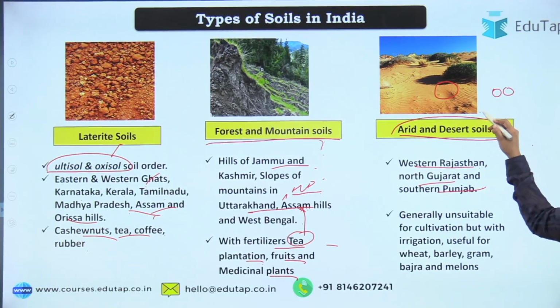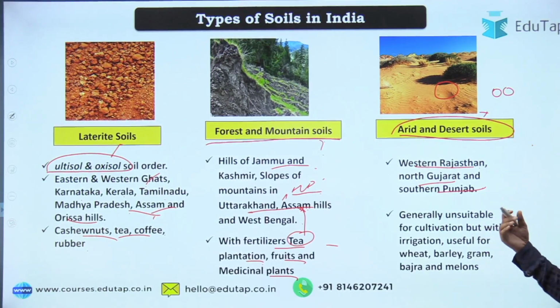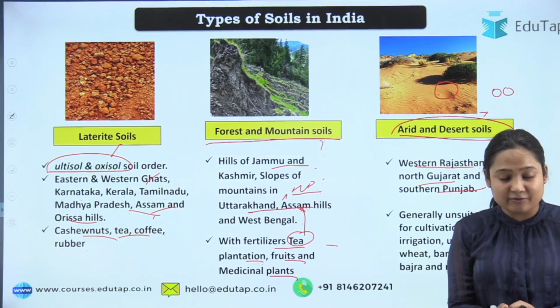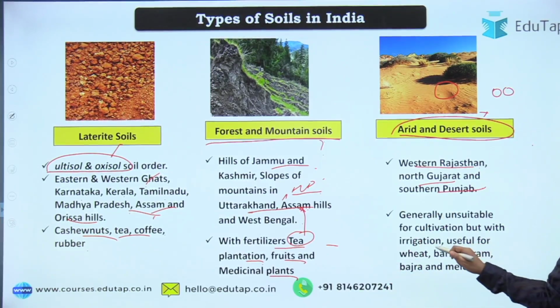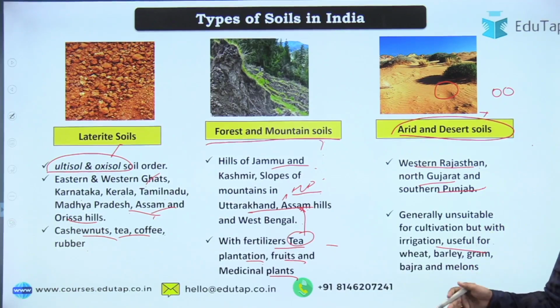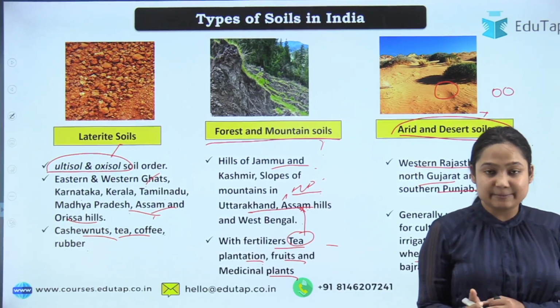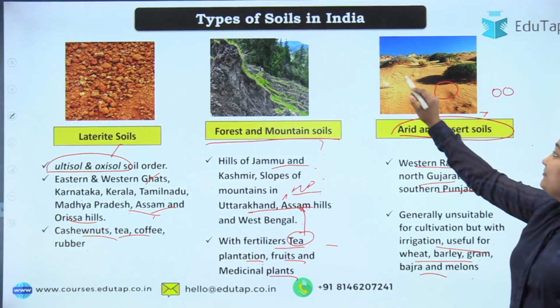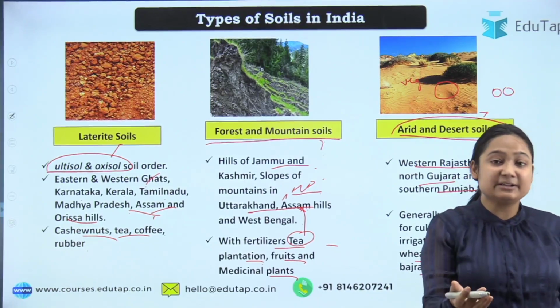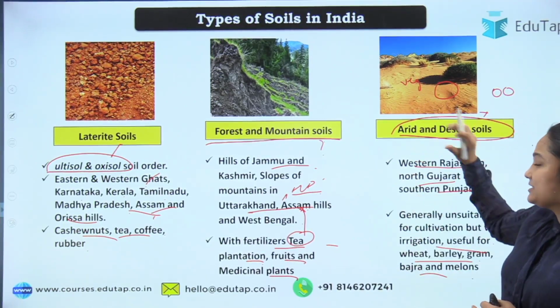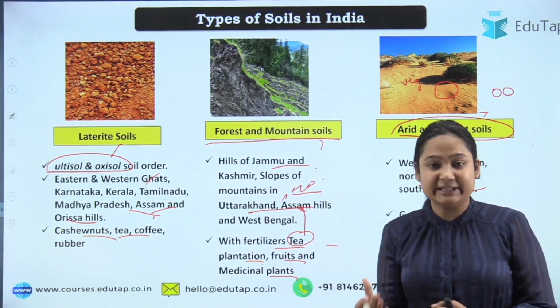This particular soil is not very optimum for any kind of crop. But again, if you have any irrigation technology, you can use that to grow wheat, barley, gram, bajra, and melons. Since we already know that the vegetation is very poor in the desert area, it speaks for itself. This soil is not very beneficial for any kind of plant.